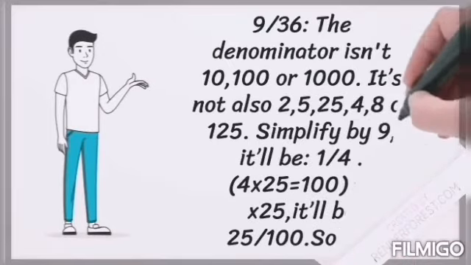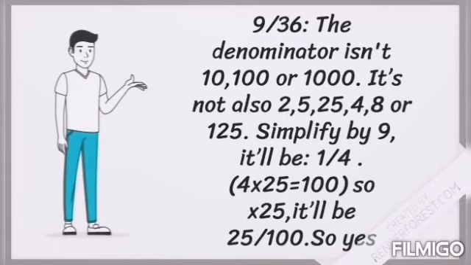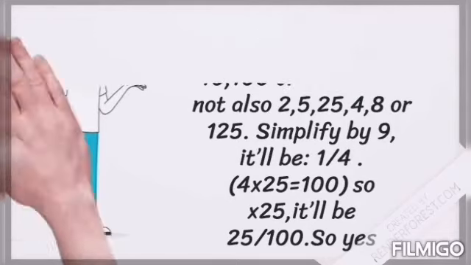It's 9 over 36. The denominator is not 10, 100, or 1000 and cannot be changed into 10, 100, or 1000. So I simplify. I divide by 9. It will be 1 over 4. I remember 4, I can multiply it by 25. It will be 100.